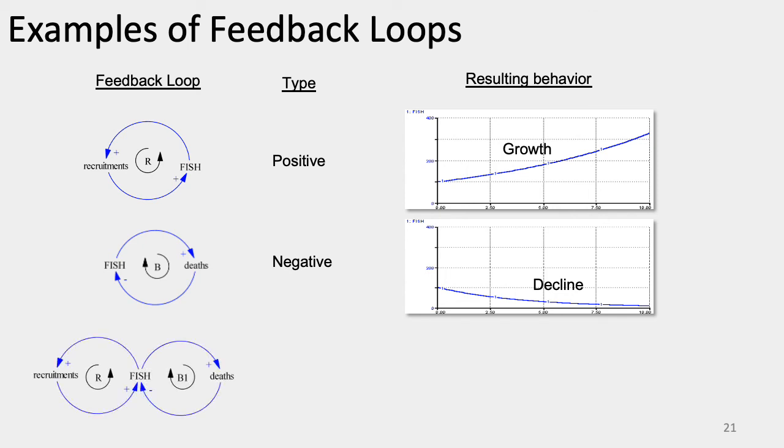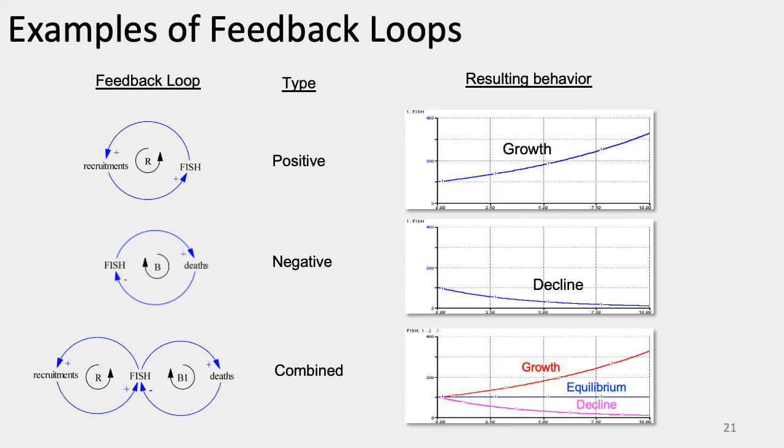If we combine both recruitment, death, and fish, then that's a combined feedback loop. What is the resulting behavior? It depends. If we have more recruitment than death, then the population of fish grows. If they are equal, then we have equilibrium. And if we have more death than recruitment, then they decline.